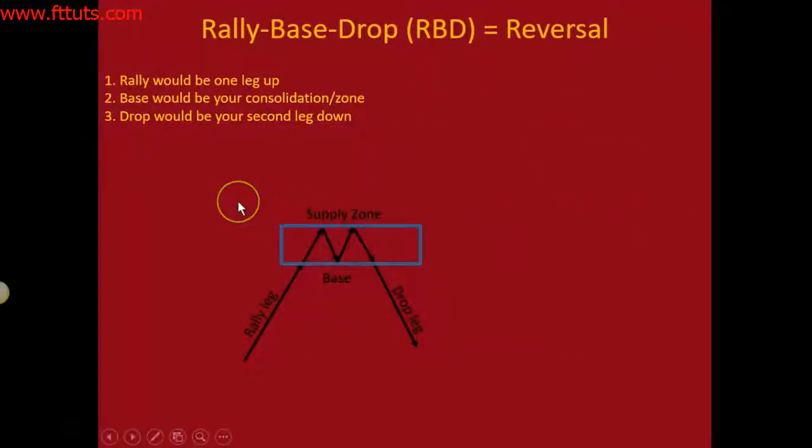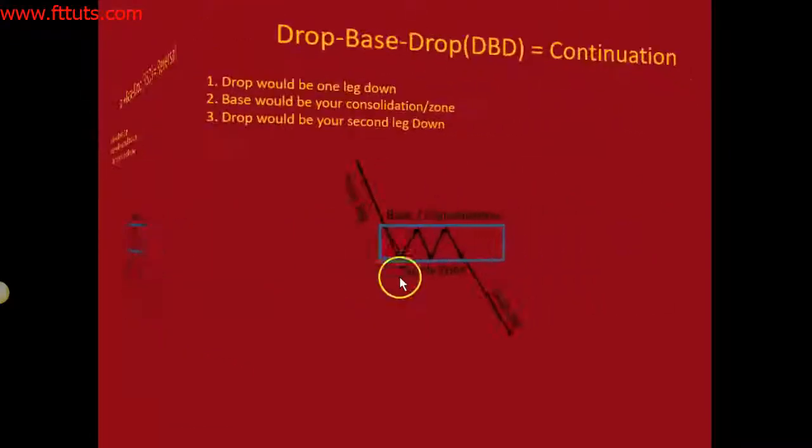And then we have a rally base drop, which is also a reversal because you have a rally, which would be one leg up, and then your base would be your consolidation zone, and then the drop would be your second leg down. So you'll understand this more when we look at the live charts coming up shortly.